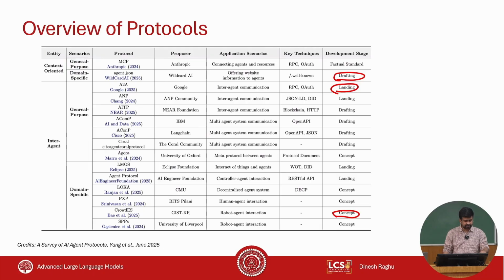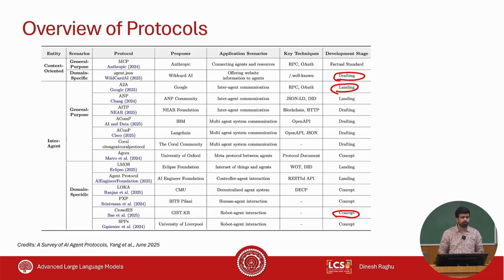And like I said, there are two main categories. One is the inter-agent protocol, of which we see a lot coming up. Again, some of these are for robot-agent interaction. There are some different application scenarios as well. Some are meant for Internet of Things and other agents. So there are a bunch of these inter-agent protocols, and there are also context-oriented protocols.